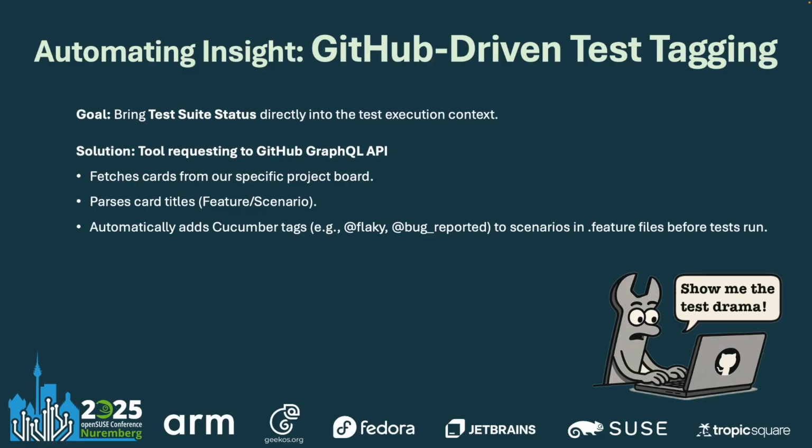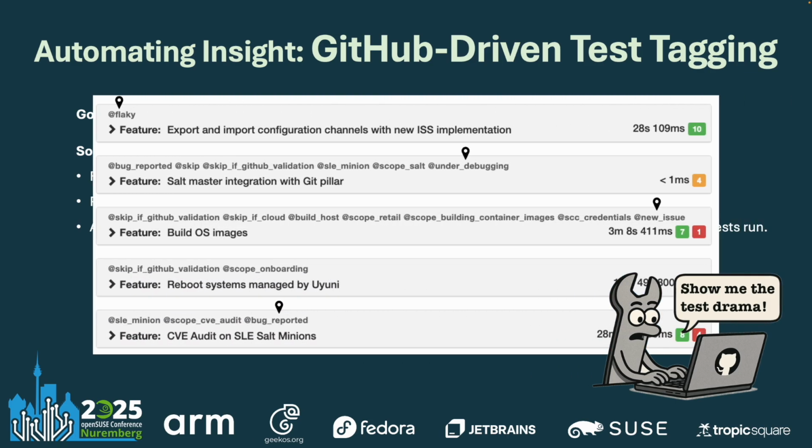Then here's the really clever part. The script automatically adds Cucumber tags right into our Gherkin feature files. These tags match the column of the card on that board. So a test scenario might automatically get tagged with flaky, bug reported, under debugging, and other different tags. And then it looks like that.